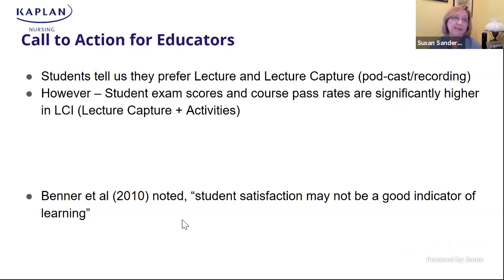And I, for one, am excited about NGN because I'm going to be the one needing the healthcare. I sure do want my nurses to have great clinical judgment skills. So I want us to teach in this manner.